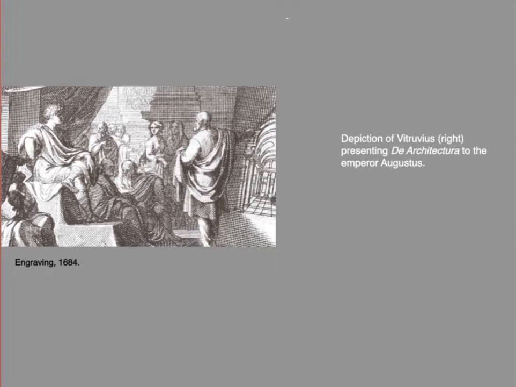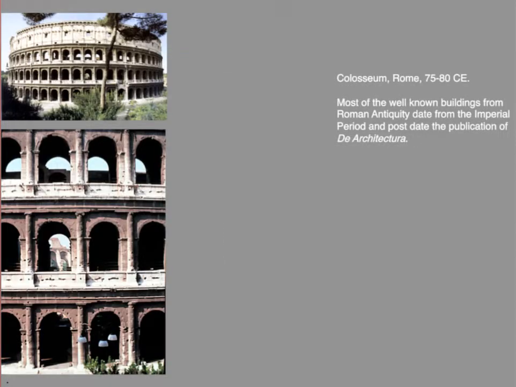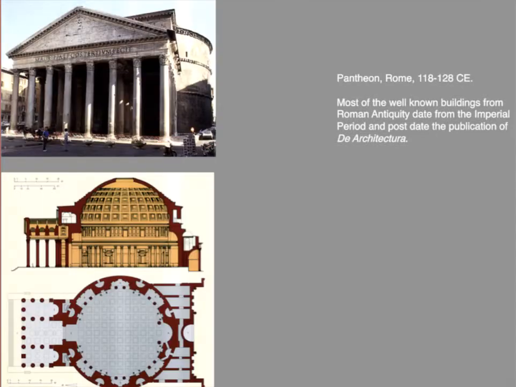Also worth noting is that very little of the architecture of the Roman Republic actually survives. This is the Temple of Fortuna Virilis in Rome from the 2nd century BCE, a very rare survival of architecture from the Roman Republican period. The architecture that we think of as the architecture of Roman antiquity, such as the Colosseum in Rome or the Pantheon in Rome, these buildings were all from the imperial period.